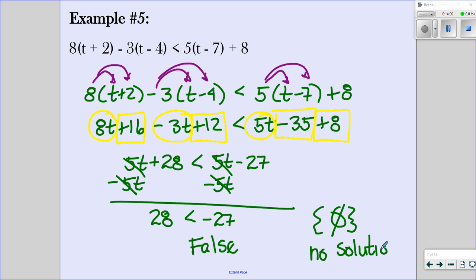There's no solution. But let's say that this was different. Let's say that you ended up with 28 is less than 35. If that statement is true, then that would be all real numbers. So just to make sure that you don't think there's a problem there, look at the inequality, look at what is being written. If the statement is true, then all real numbers is a solution. If the statement is false, then there's no solution.